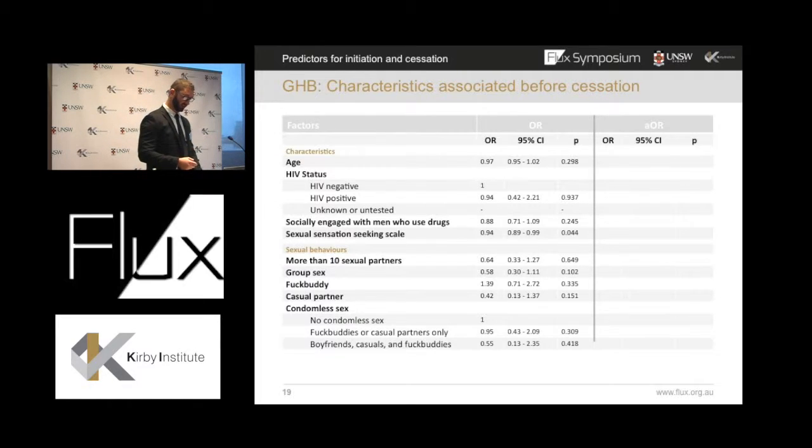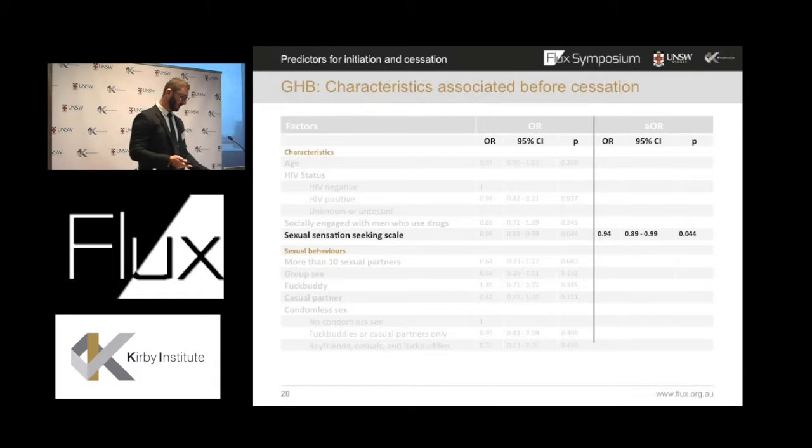No other factors were significant, but it is important to interpret this analysis with caution because the numbers were so low. Given that the sexual sensation seeking scale was the only factor significant at a univariate level, it is therefore the only factor that loads in the final model.